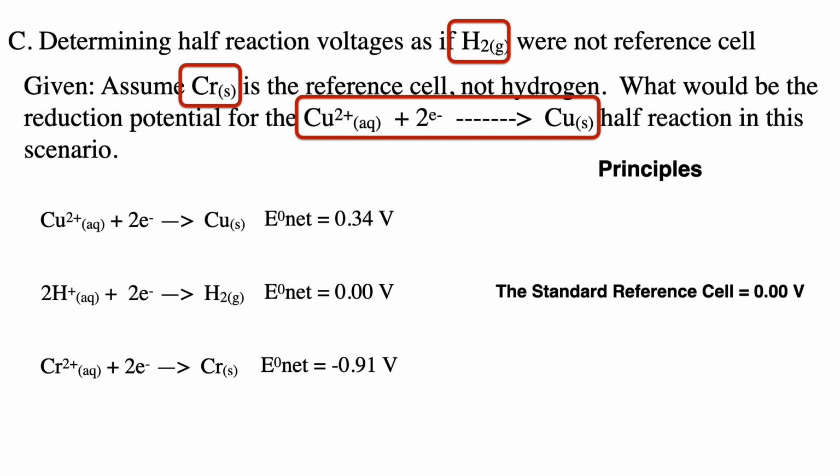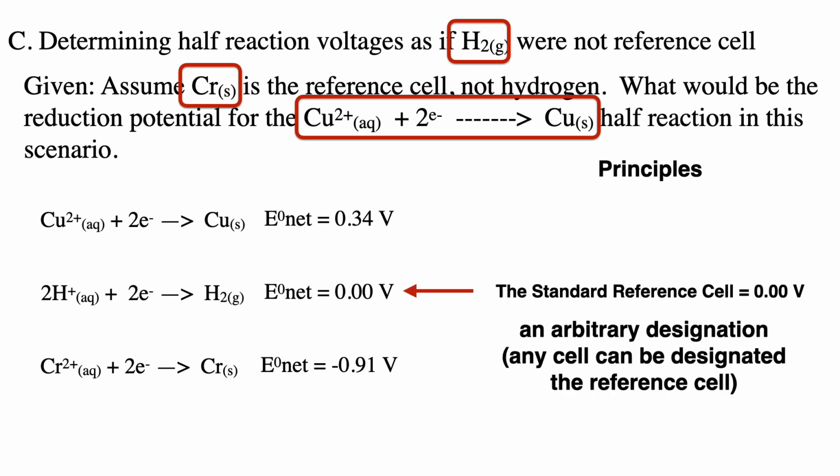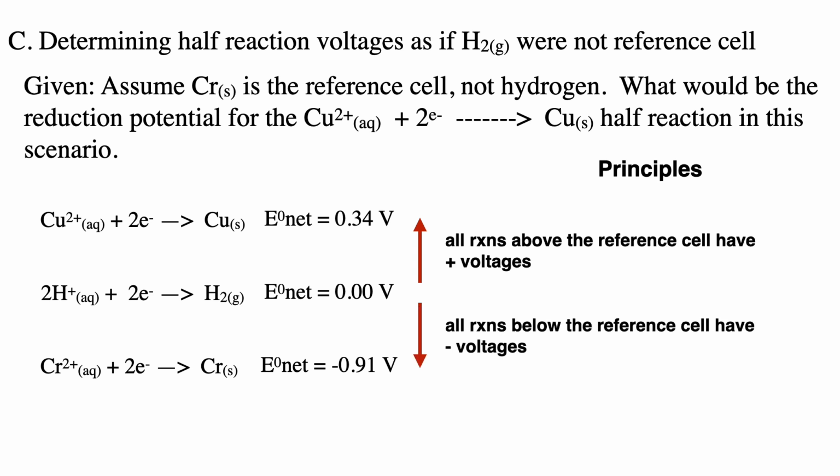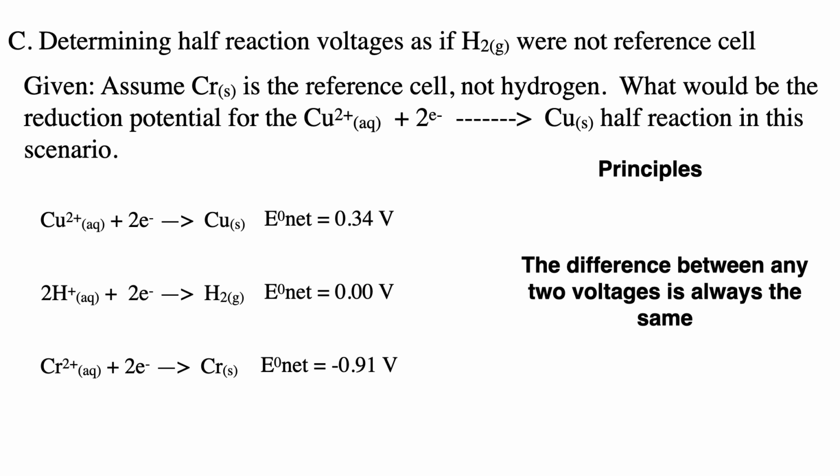So what principles do you need to know to do this question? First, the standard reference cell is the zero cell. The hydrogen cell is the reference cell. All other reactions on the chart refer to it because it's at zero. This is an arbitrary designation. We can pick any one of those to be the zero cell. All reactions above are positive, all reactions below are negative. And the difference between any two voltages on the chart is always the same. That's the other principle that's really important.